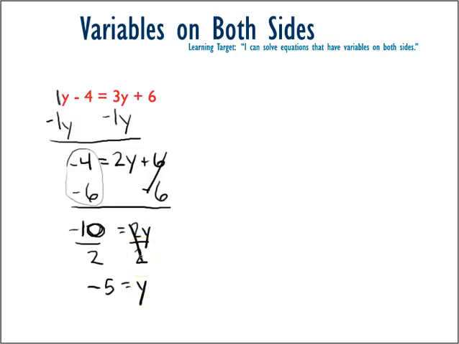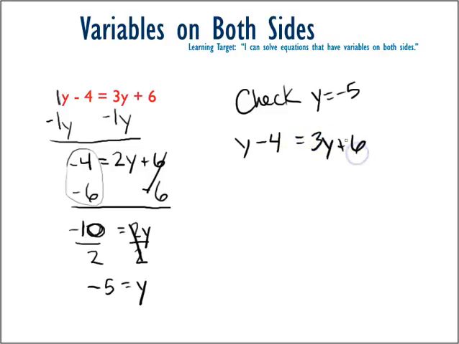I'm going to do my check here on the right, so I have plenty of room. So I'm checking y equals negative 5. Rewrite y minus 4 equals 3y plus 6. And now I'm replacing. When the answer is negative, it's really important that you use parentheses, so we don't have that negative hanging out and we forget about it. So 3 parentheses negative 5 plus 6.